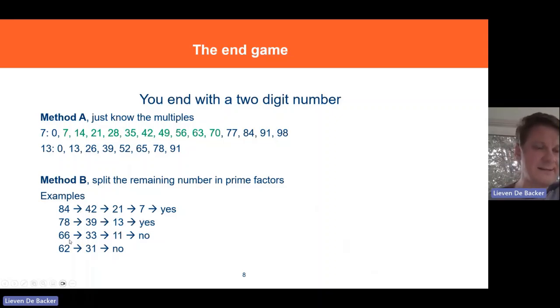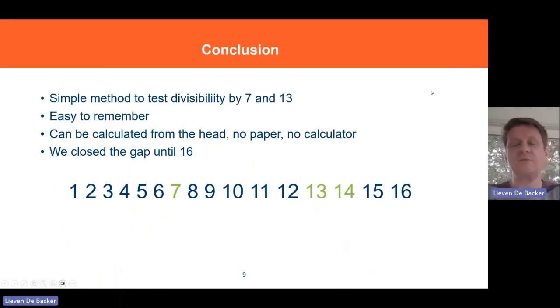Let's say you find 66. It's again an even number. Divide by 2, you find 33. Divide by 3, you find 11. Okay, this one is not divisible by 7 or 13. Yeah, okay. I think it's clear by now. So with the rules, you reduce the big number to a 2-digit number, and then for the 2-digit number, you apply the end game.